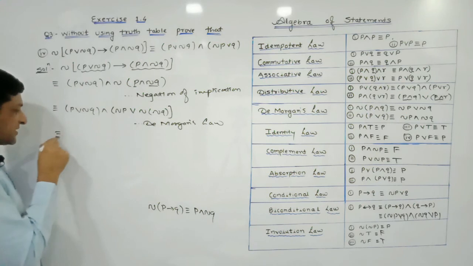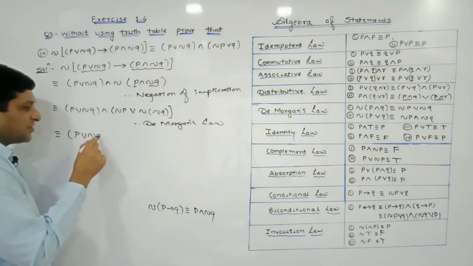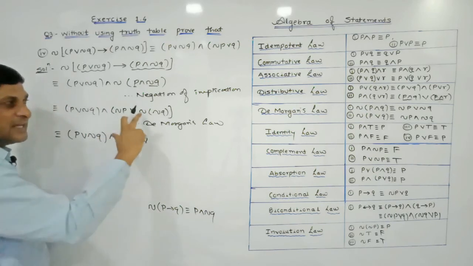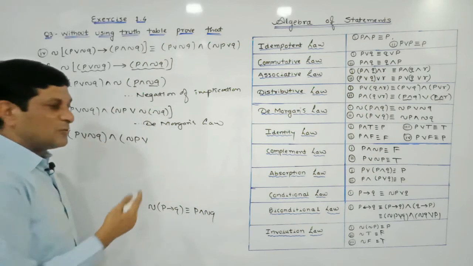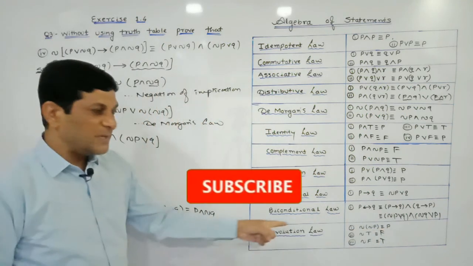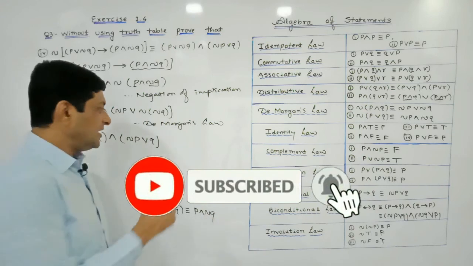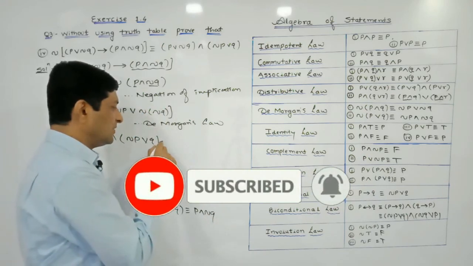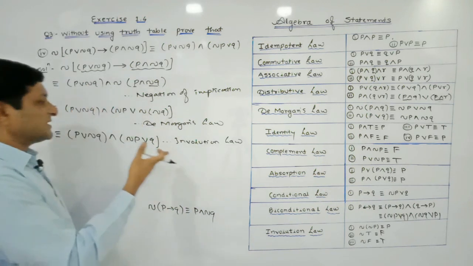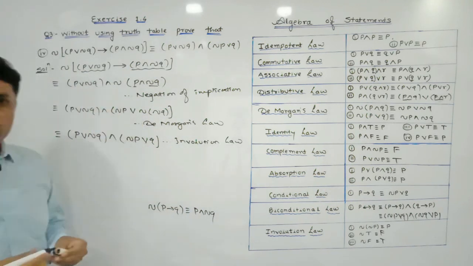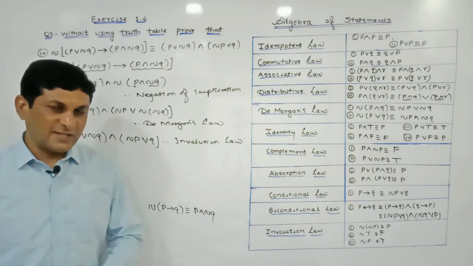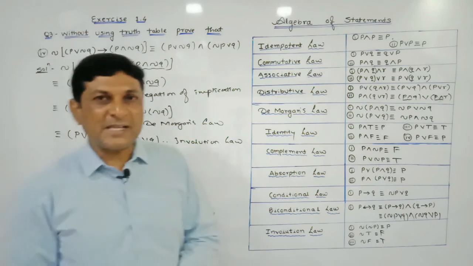So don't disturb the first bracket P or negation Q, keep it as it is, and the AND also as it is. Here negation P or, keep it as it is. Negation of negation Q will be equal to what? Q. We know that negation of negation P will be equal to P, but this result is called what? Involution law. So negation of negation Q will be Q. So this result is called involution. And this is nothing but our required result which we had to prove. Here instead of involution law, you can also write negation of negation. In this way we have completed this exercise.